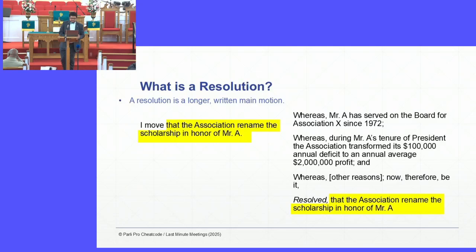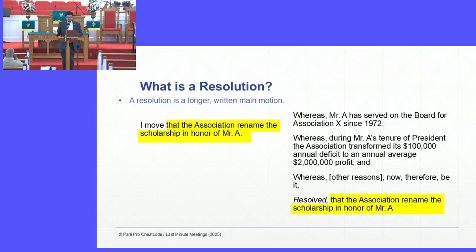And so if you ever hear a resolution, what is a resolution? A resolution is going to be a longer written main motion. If you look on the left side of the slide, it says, "I move that we rename the scholarship to honor Mr. A." That's a motion. Congratulations to Mr. A, the scholarship's named after you. That's not special though, right? What's so special about Mr. A? We need some more reasons behind that.